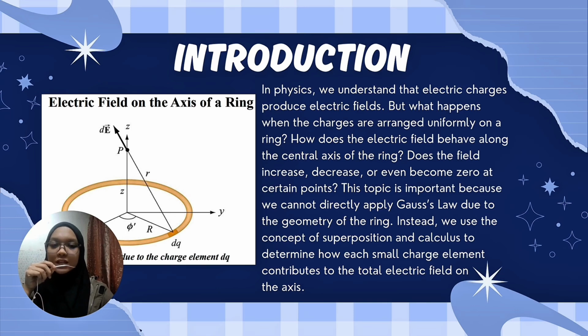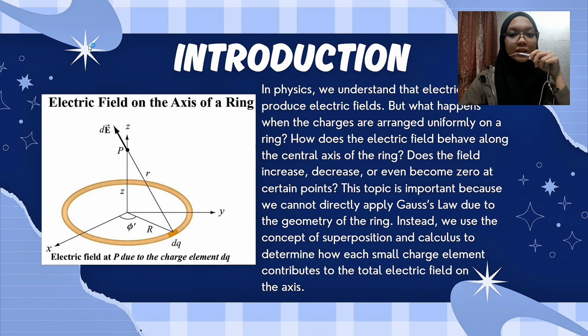In physics, we understand that electric charge produces electric fields, but what happens when the charges are arranged uniformly on a ring? How does the electric field behave along the central axis of the ring? And does the field increase, decrease, or even become zero at a certain point? This topic is important because we cannot directly apply Gauss's law due to the geometry of the ring. Instead, we use the concept of superposition and calculus to determine how each small charged element contributes to the total electric field on the axis.